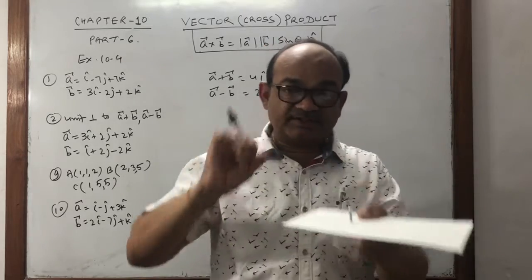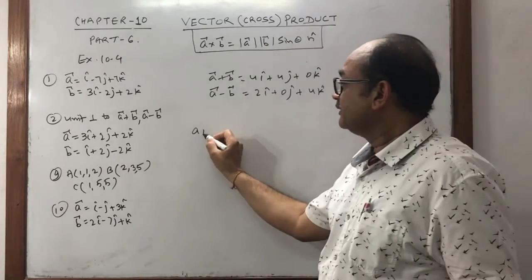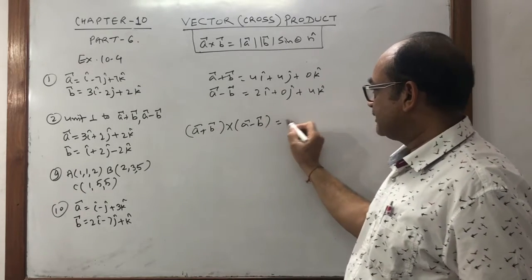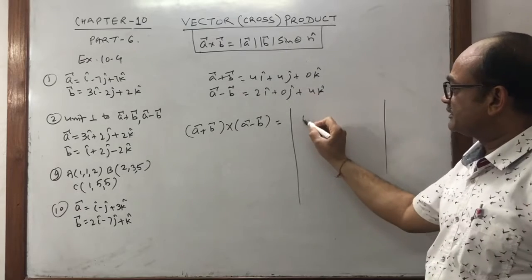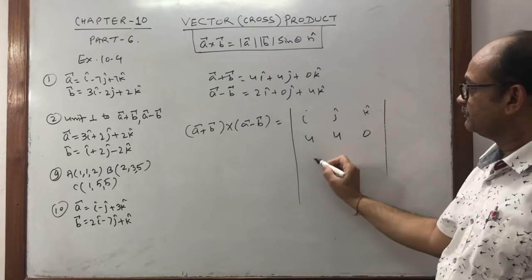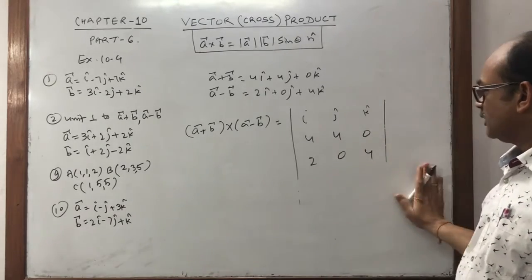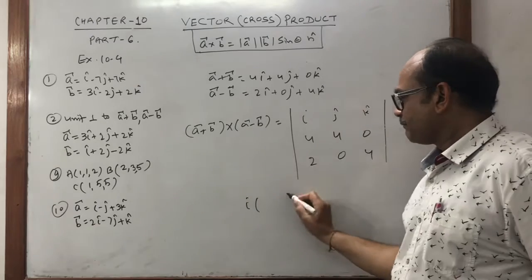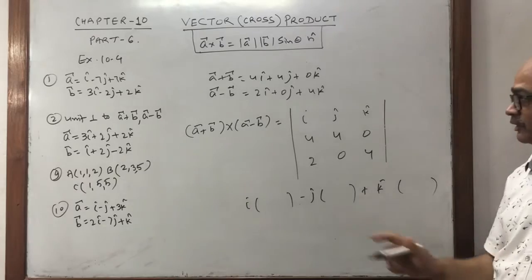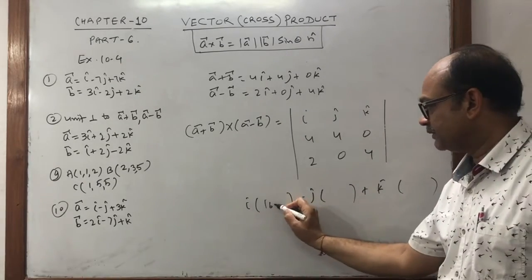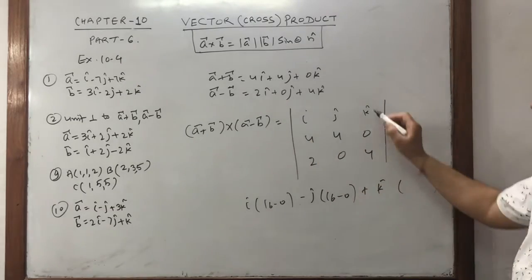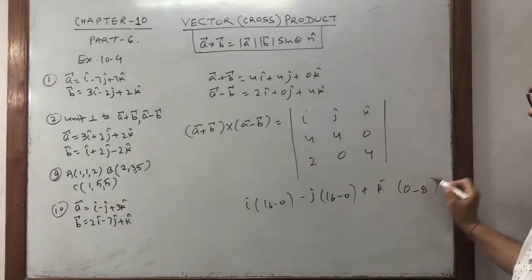So first we calculate the vector perpendicular, that is A plus B cross A minus B, by the same pattern. First is I, J, K, 4, 4, 0, 2, 0, 4. Now, I, second is minus J, and third is K. For I, 16 minus 0. For J, 16 minus 0. And for K, 0 minus 8.